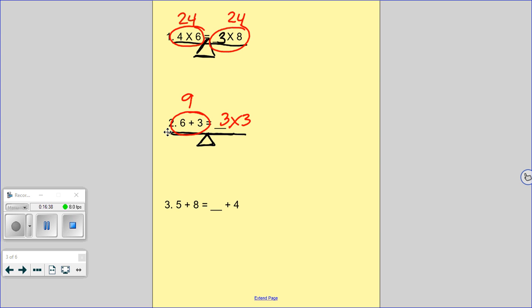All right, let's try number 3 now. I have 5 plus 8 equals box plus 4.